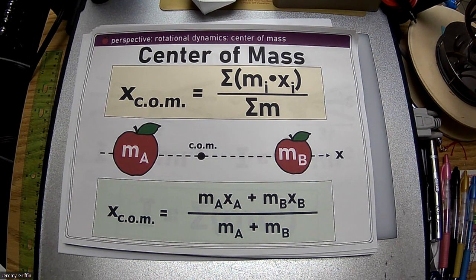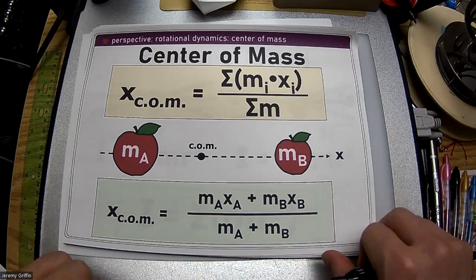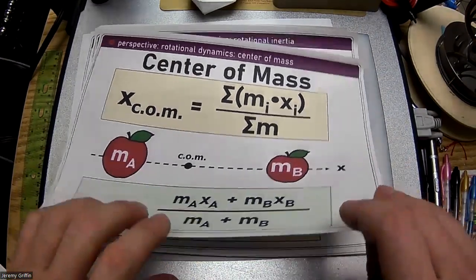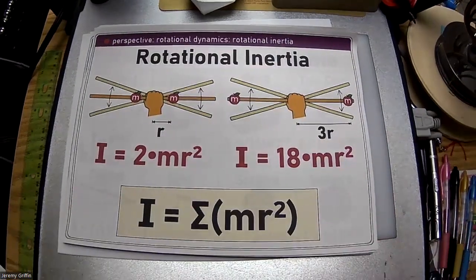Like if you've got two objects colliding, the center of mass before and after the collision just keeps on doing whatever it's doing, kind of thing. That's usually how AP asks that type of question. Right. Okay. Rotational inertia.